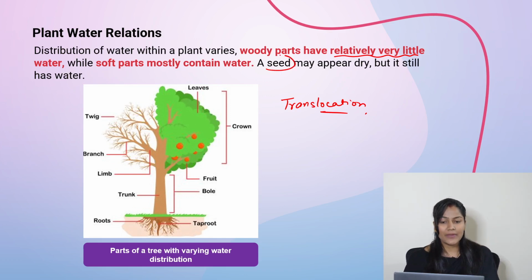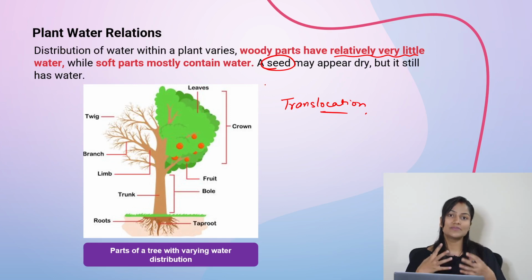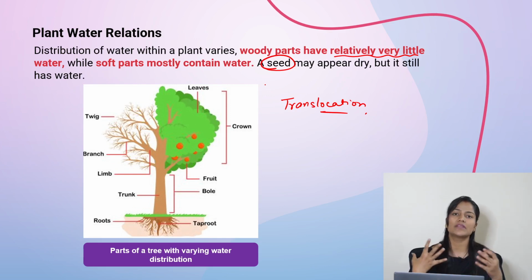A seed may appear dry. है ना, हम लोगों ने peanuts खाए हैं, everyone loves to eat peanuts. So the peanuts or the dry fruits that we have, they are seeds mainly. Now these seeds seem to be dry, it looks like they do not have any water inside them, but there is still presence of the water and this water helps in retaining the minimum physiological activities required for the cell to remain alive.